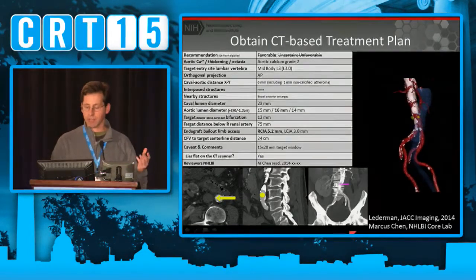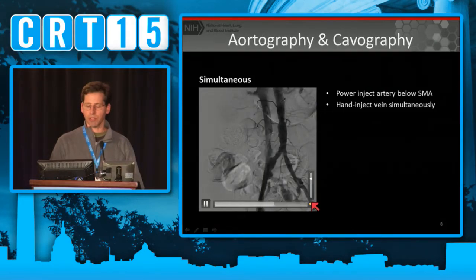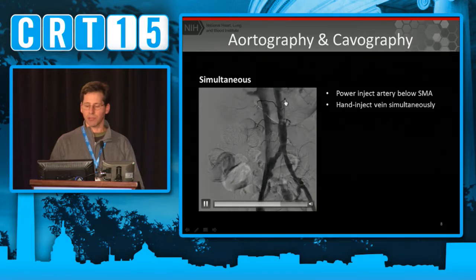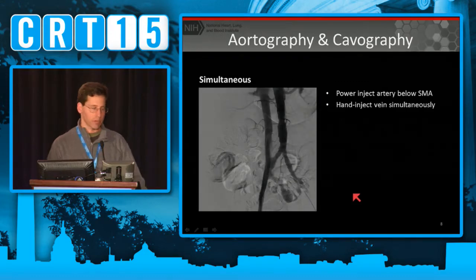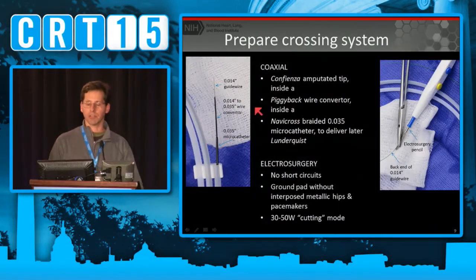With a little bit of planning, this is a very straightforward procedure. Okay, so you have simultaneous aortogram and cavogram. It's nice not to opacify the mesenteric arteries. In this case, it was done with a crossing guiding catheter in the cava, ready for action. Straightforward. You with me? Nelson, you okay? Yeah. Okay. Then you prepare your crossing system.